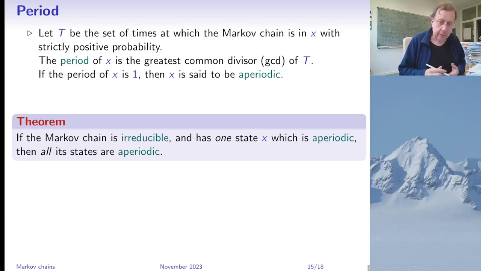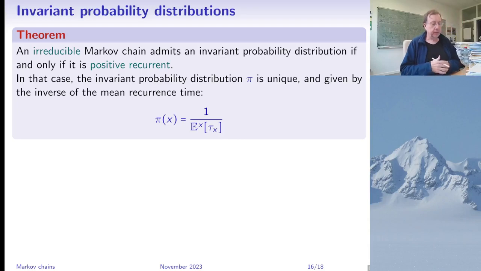Now, what are these definitions useful for? Let me give you a couple of important theorems. The first important theorem is the following. Let's assume my Markov chain is irreducible. Then it admits an invariant probability distribution if and only if it is positive recurrent.